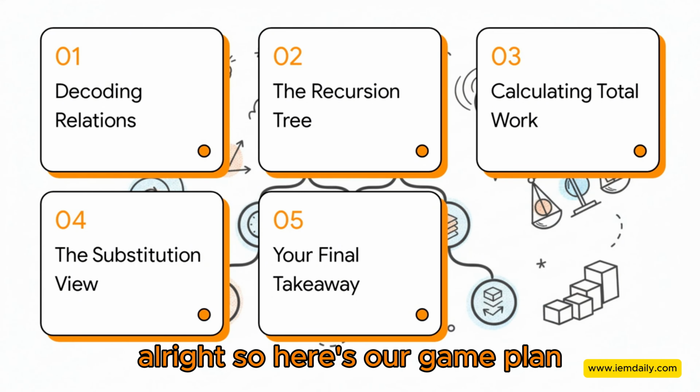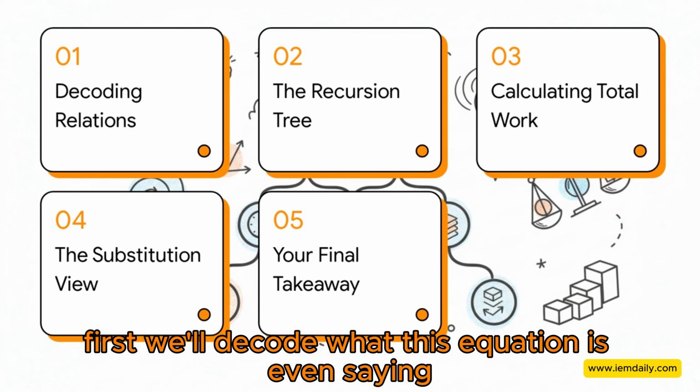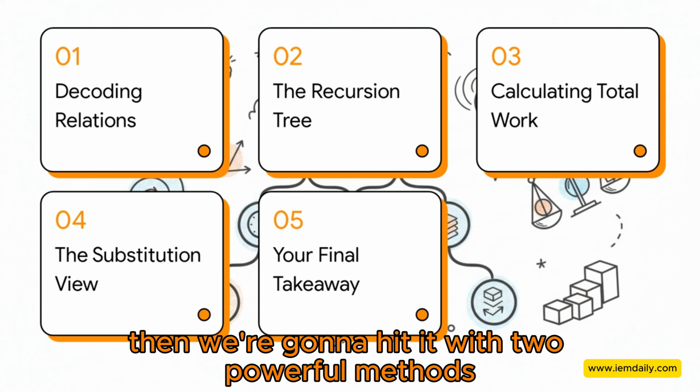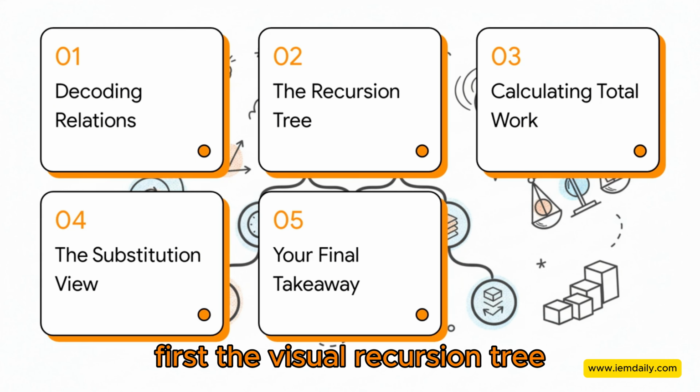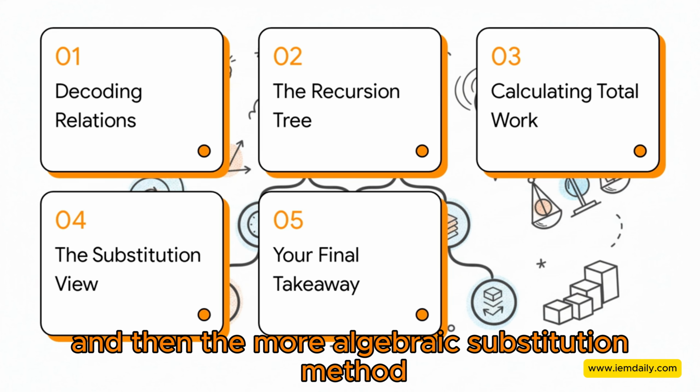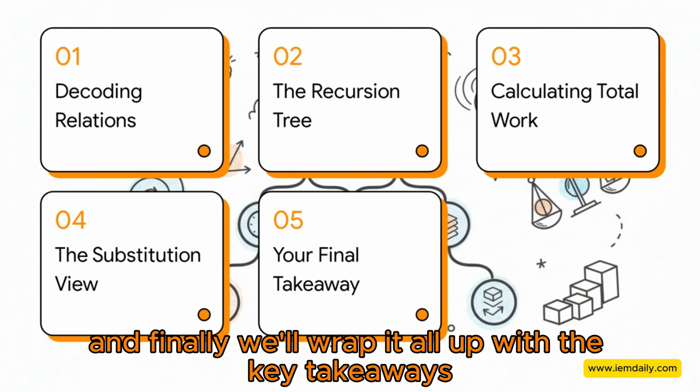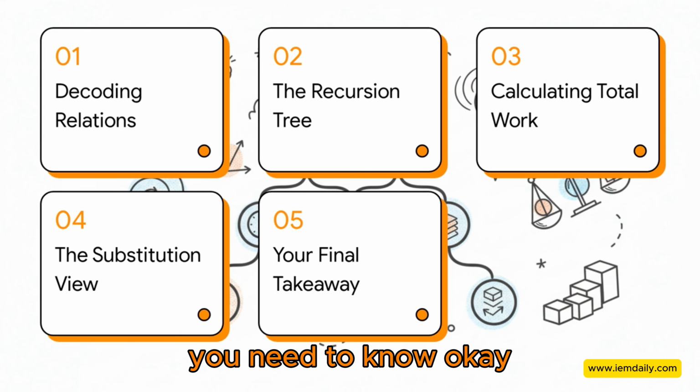All right, so here's our game plan. First, we'll decode what this equation is even saying. Then we're going to hit it with two powerful methods. First, the visual recursion tree, and then the more algebraic substitution method. And finally, we'll wrap it all up with the key takeaways you need to know.